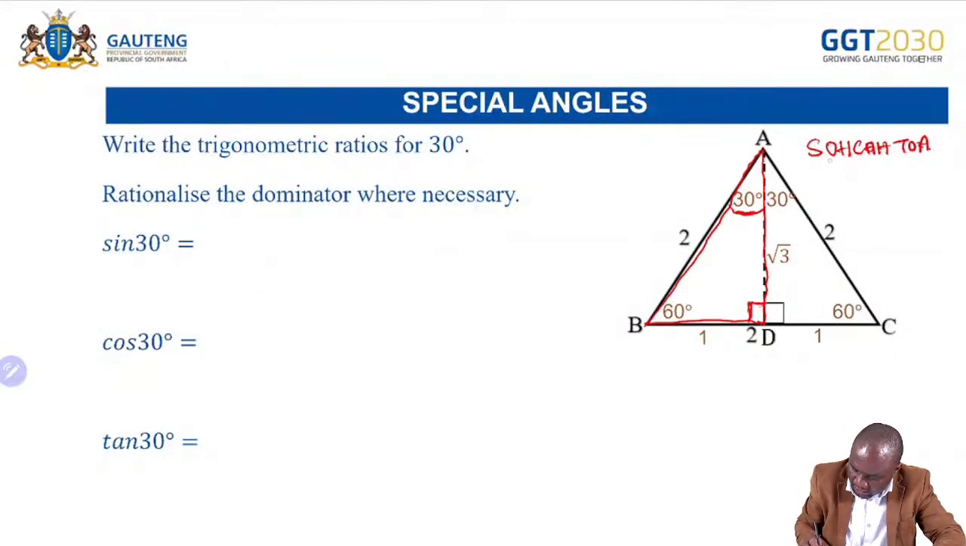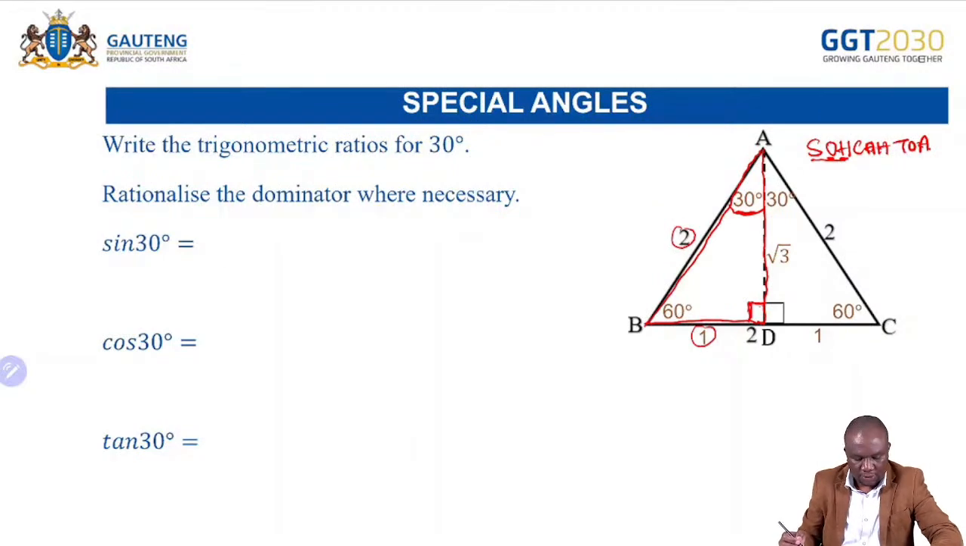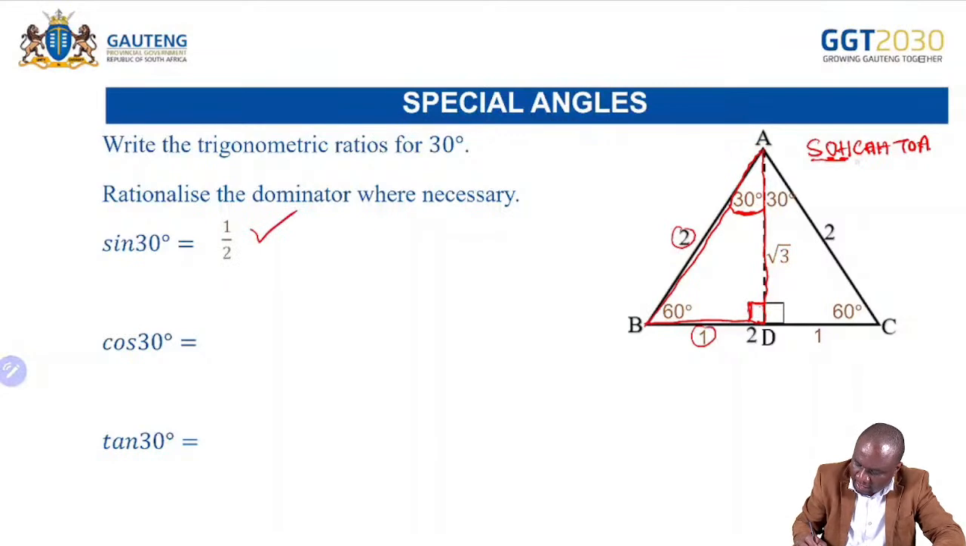Let's mark our work. SOHCAHTOA. Sine 30 is going to be opposite over hypotenuse. The opposite is 1. Hypotenuse is 2. This is 1 over 2. Mark your work. And then cos 30, adjacent over hypotenuse, adjacent is root 3, hypotenuse is 2, so it's root 3 over 2.